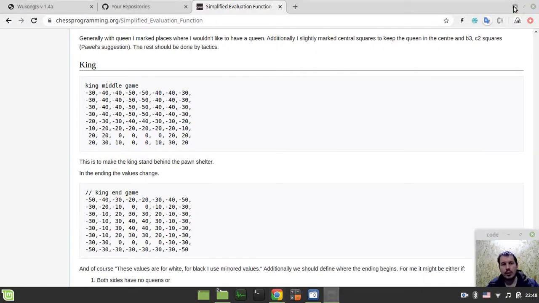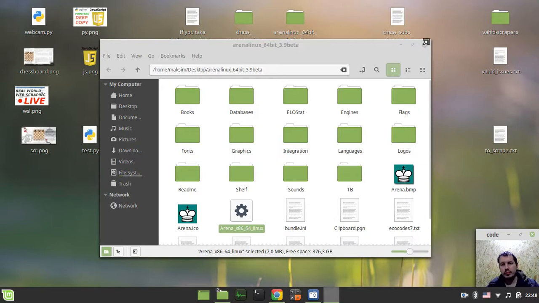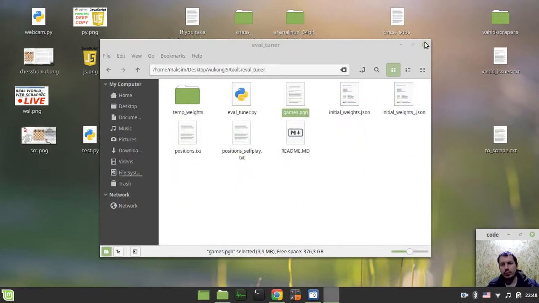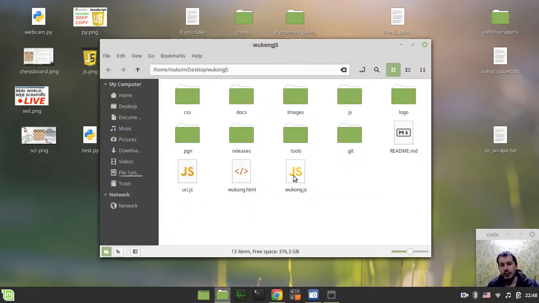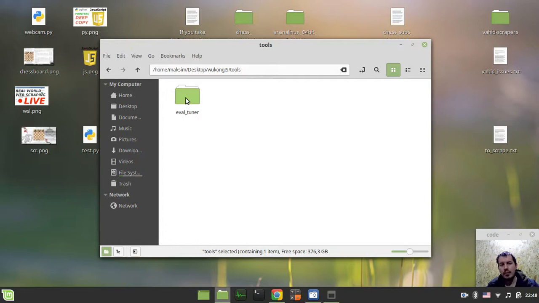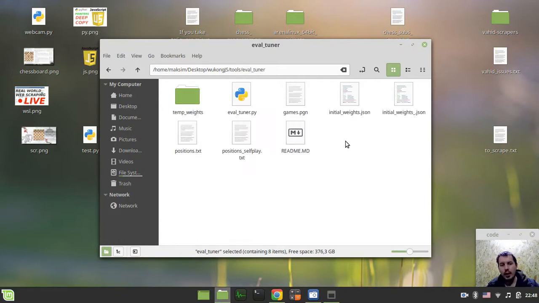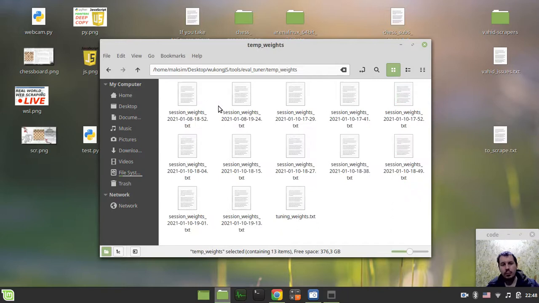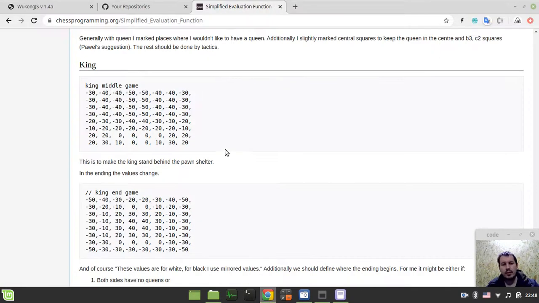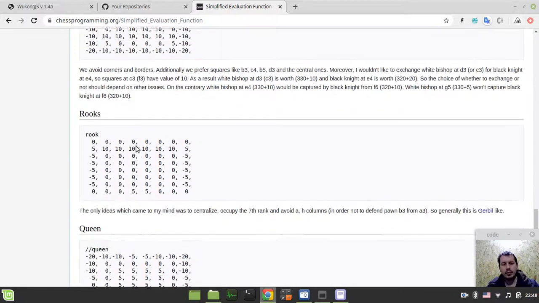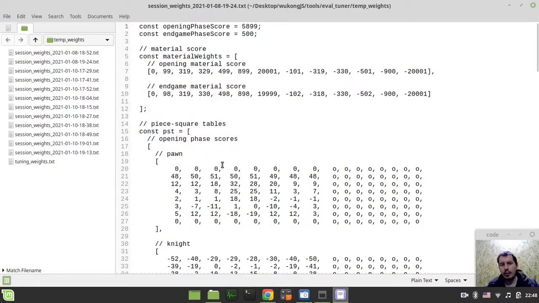Now I just want to show you guys what kind of piece-square tables and material weights I came up with so far using Texel's tuning. So these are temporary weights. This version was 27 Elo points stronger compared to the version with the bare values. And now, how did I obtain this?